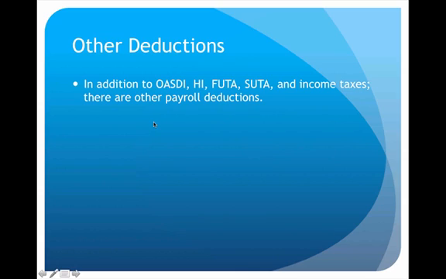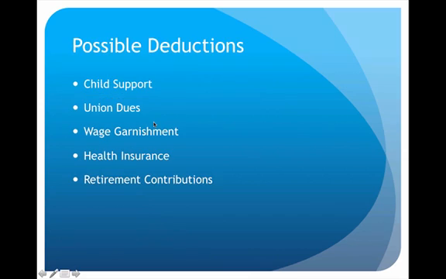So the question is, what are the other possible deductions? Well, under the category of possible deductions, these are deductions that may or may not be in place. It really depends on the individual employee. So one possibility is there could be a child support garnishment. Any employees that we have that owe child support, we will be contacted by the authorities and we will be instructed on how much to deduct. And as a payroll professional, we will be responsible for seeing that that is deducted from that employee's check.